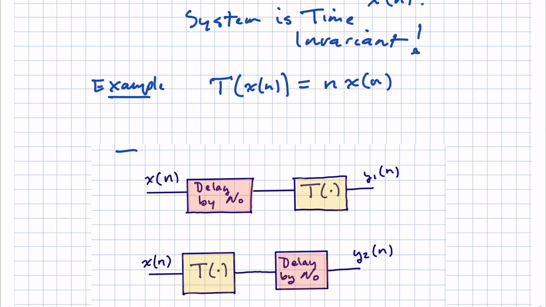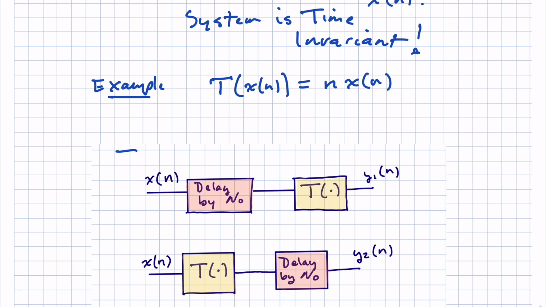In my opinion, it helps a lot to understand these system classification ideas if I look at examples where a system is not time invariant and compare that to a case where the system is time invariant. So first, let's look at a situation where the system is not time invariant.